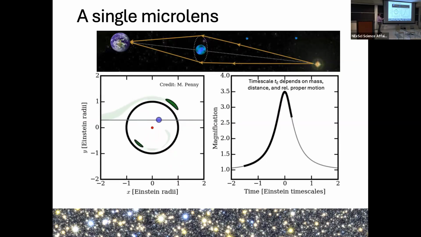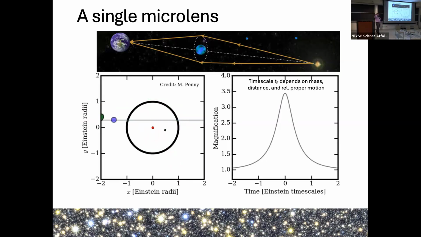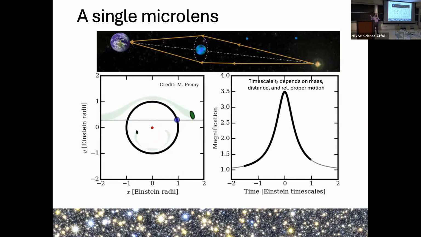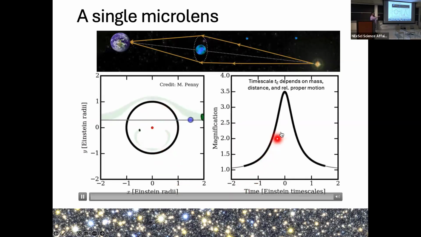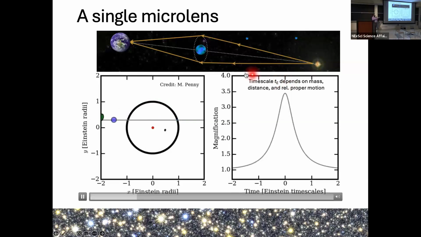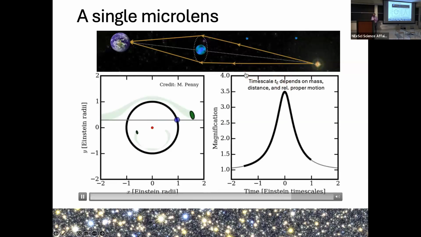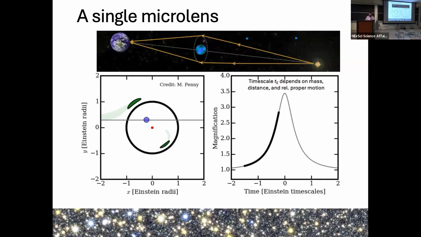So if you have the source very far from the lens, you have a magnification of 1. But then as the source approaches the lens, the magnification increases and can get very large. Here it's only getting up to a factor of 3. This is relatively small for microlensing. It can get up to factors of 1,000. So changing in brightness by many magnitudes.